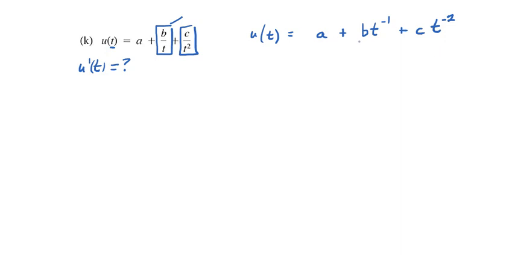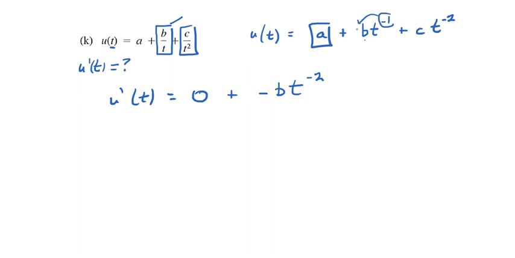So if a is a number, b is a number, c is a number, then this should be fairly straightforward. So u prime of t would be, what's the derivative of a constant here? Just a, yeah, 0. Now, if b is a number, and I have t to the negative 1, what does the power rule say? That negative comes down in front. So this is negative b, t to the what? Negative 2. Good, you subtract 1 from there.